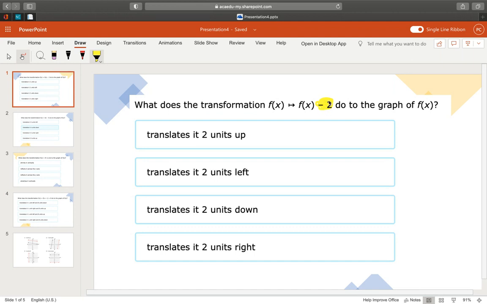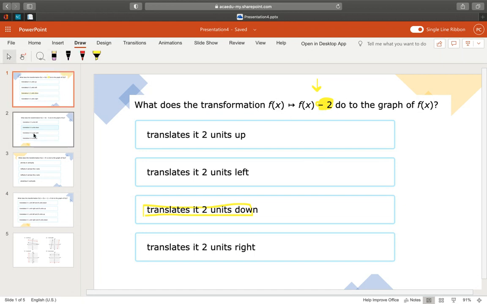And so we look back at our notes. Remember that there are two transformations for subtracting. We can subtract inside the parentheses and we can subtract outside the parentheses. If we look back at our notes, when we subtract outside of the parentheses, that's going to cause a vertical shift. This is going to cause the graph to shift down, right? So this is a vertical shift down. We would select our answer as this: it is translated 2 units down because we are subtracting outside of the parentheses.